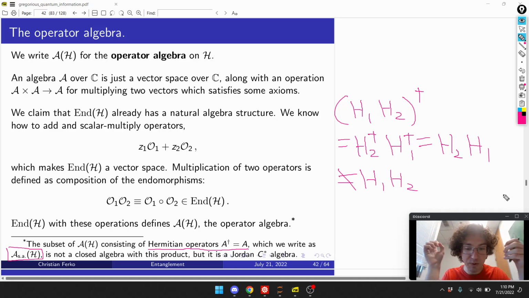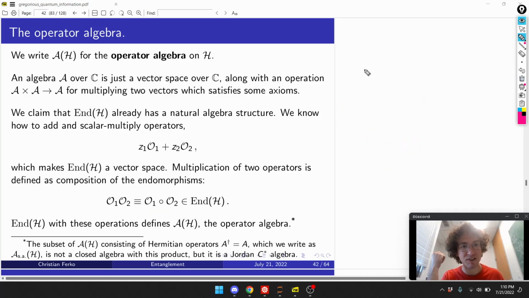So the algebra of observables is not a closed algebra with the product defined by composition. I thought that's what he was talking about. That's not what he's talking about. To make the algebra of observables, there's a more complicated process where you define the product slightly differently.